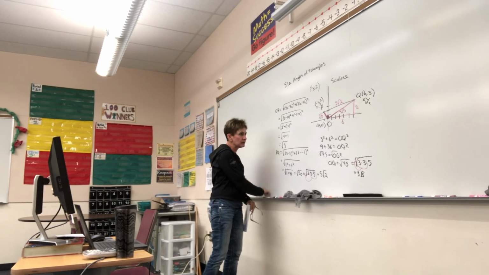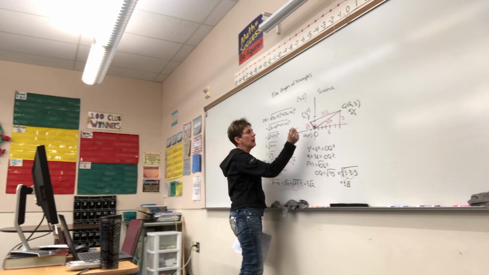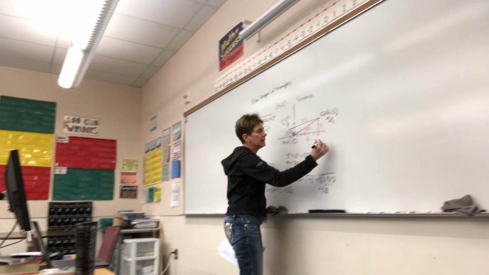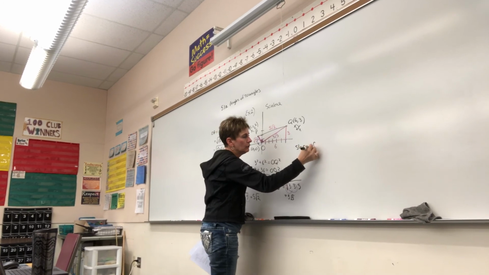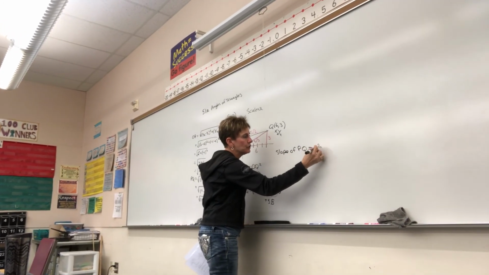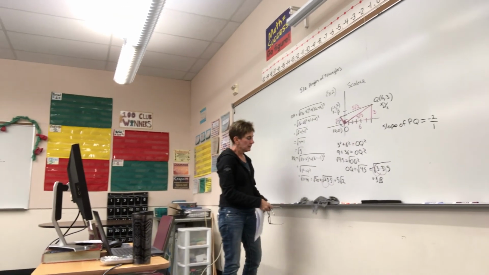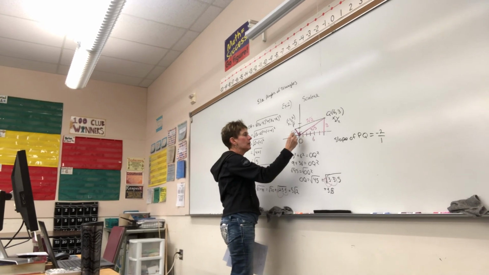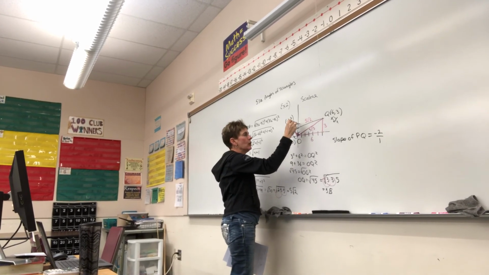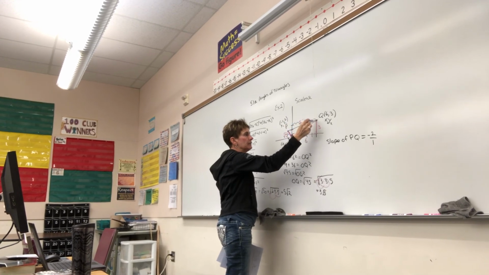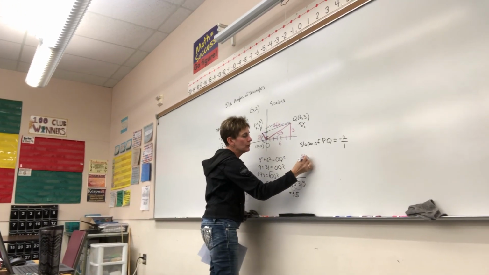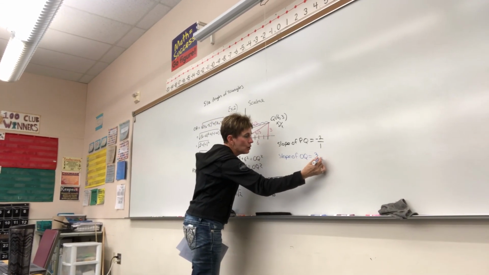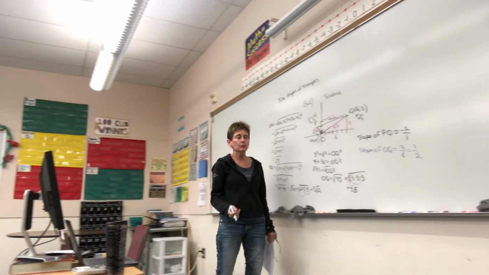I'm just going to count out the slope for you guys. From P to Q, I would go down 2 and over 1. So I'm going to write the slope of PQ is negative 2 over 1. Then, to calculate the slope from O to Q, I would go up 1, 2, 3, and over 1, 2, 3, 4, 5, 6. So the slope of OQ is 3 over 6, which reduces down to 1 over 2.